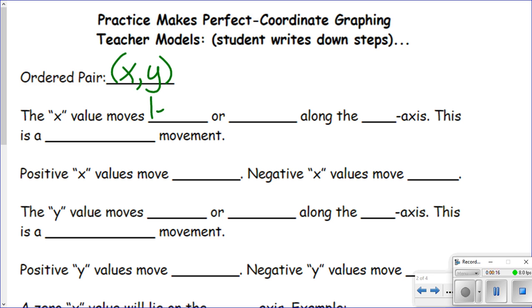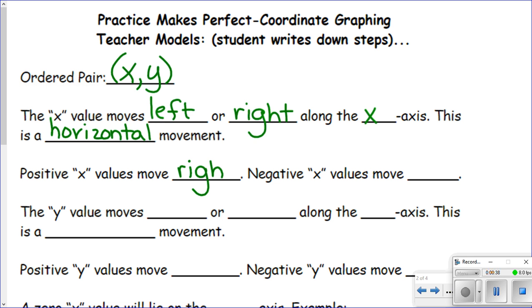The x value moves left or right along the x-axis. This is a horizontal movement. Positive x values move to the right, and negative x values move left.